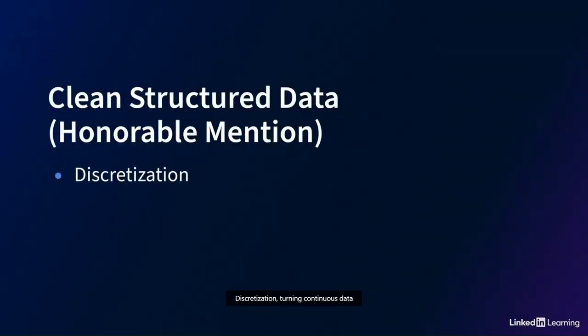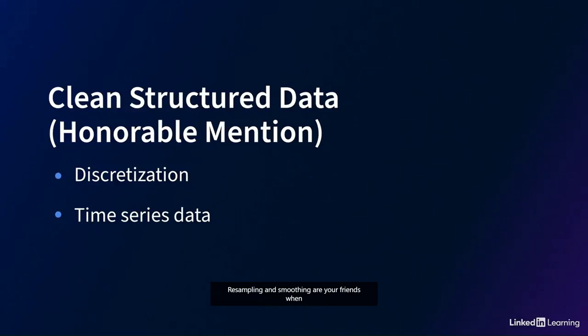Discretization, turning continuous data into categorical bins, reducing cardinality, but preserving essence. Time series data. Resampling and smoothing are your friends when forecasting is on the menu. Text data. Stemming, lemmatization, and vectorization via TF-IDF get your text data model ready.